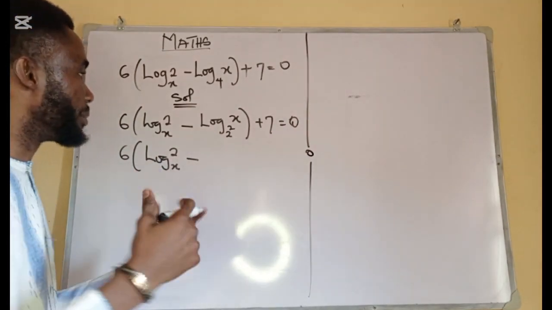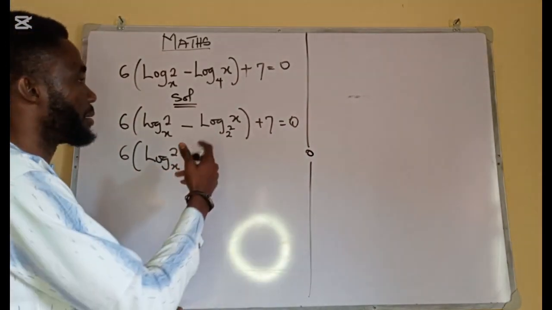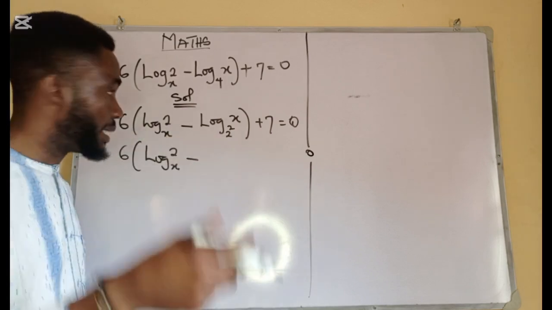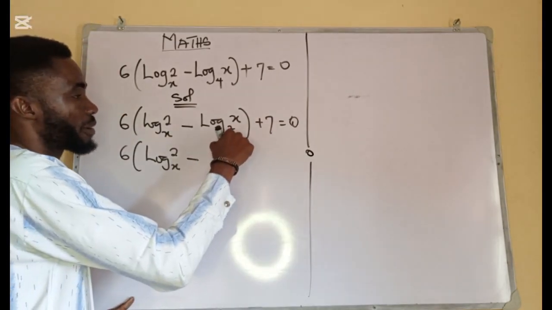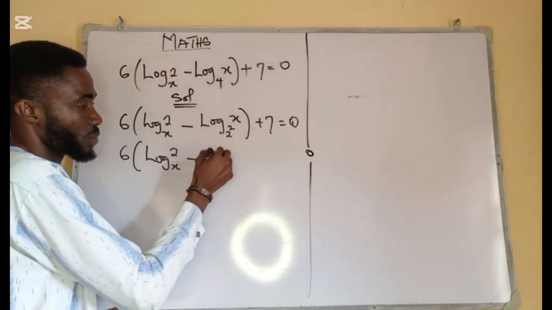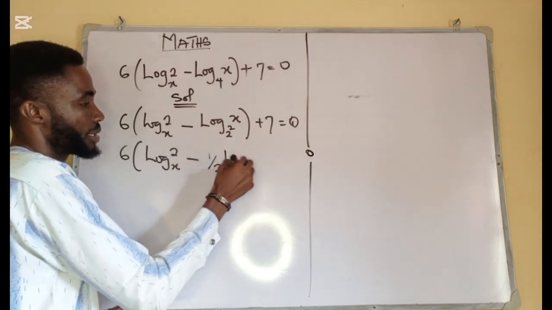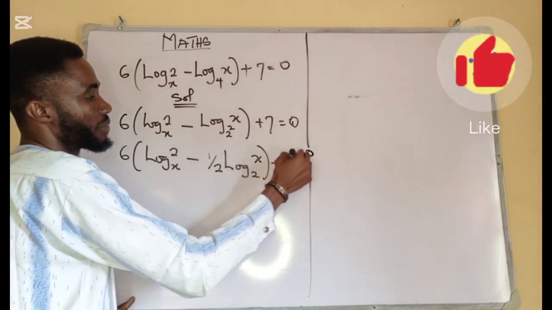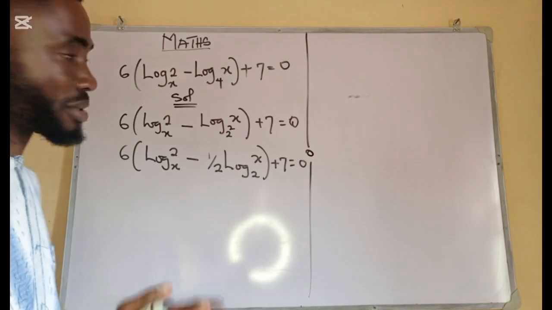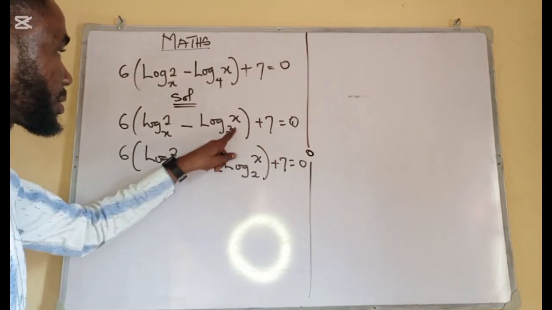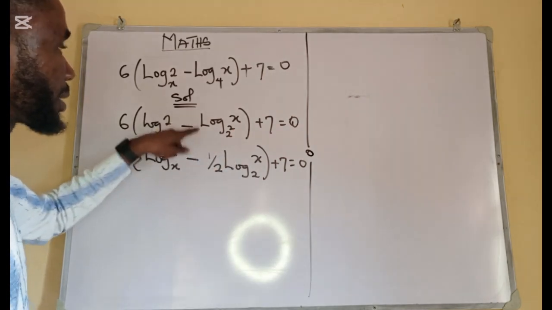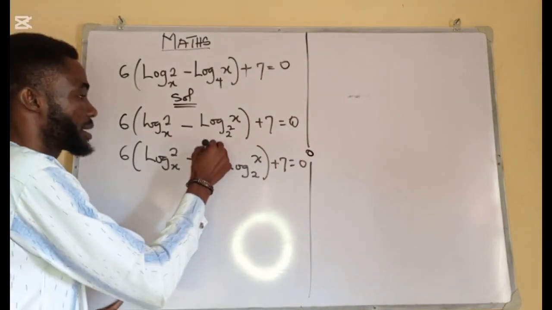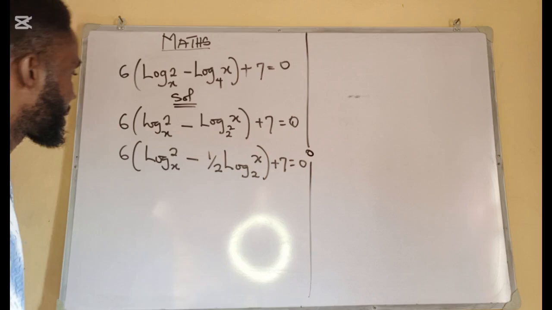Now, from the laws of indices, there's a law that talks about the power of the base. Since the power of this base here is 2, it can be written as 1 divided by 2 out here, then log x to the base of 2, then plus 7 is equal to 0. Are we together? So the power here can come out and have its reciprocal here behind the logarithm. Exactly. So this is 1 as well. Are we together, guys? Good.